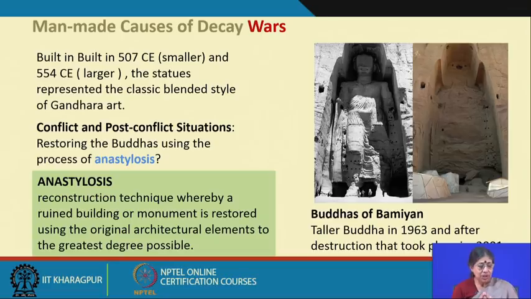Anastylosis is a process of reconstruction whereby a ruined building or monument is restored using the original architectural elements to the greatest degree possible. I talked about Konarak, which is a very good example where anastylosis happened, where the debris from the site was taken, restored and put together. So one of the options people are talking about is restoration through anastylosis, because for the smaller Buddha, much of the debris is still there on the site.